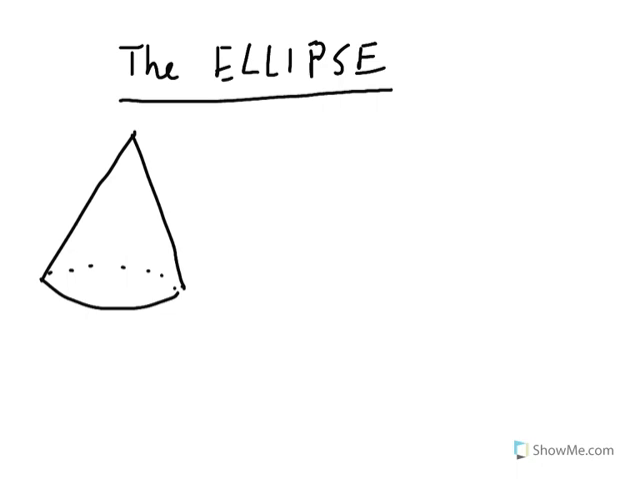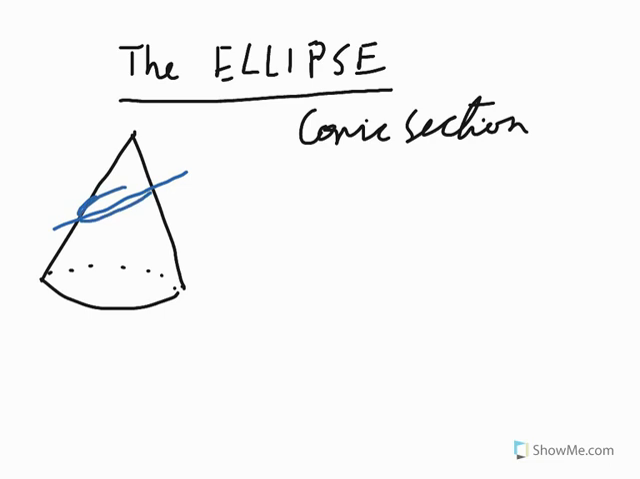Alright, next type of graph here is an ellipse, and again it's a conic section, or a conic. How do we get that this time? Well, the circle comes when you cut it straight across like that. Now the ellipse comes when you cut on an angle. So when you cut on an angle, you end up with something that looks like that.